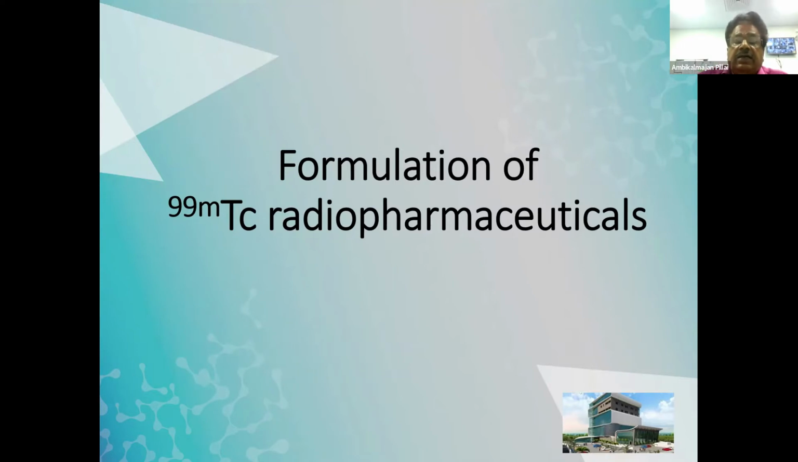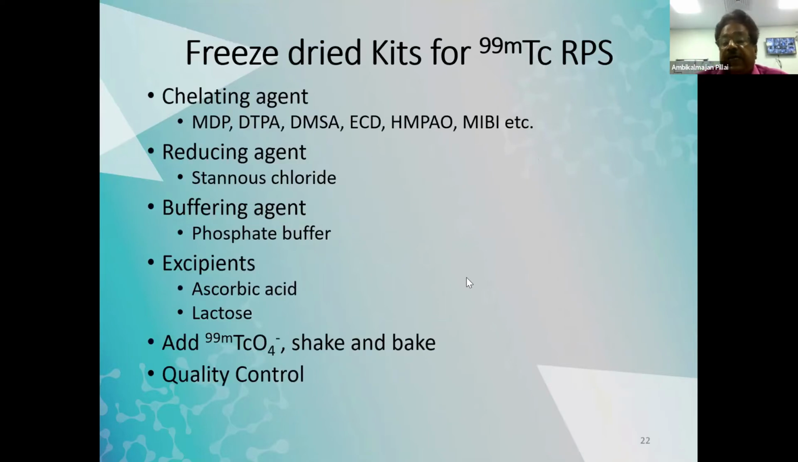So the major work in nuclear radiopharmacy is formulation of technetium radiopharmaceuticals. So what do we have? We have a freeze-dried kit. This is available from BRIT, or you can purchase it from anywhere. What does this kit contain? The kit contains the chelating agent.